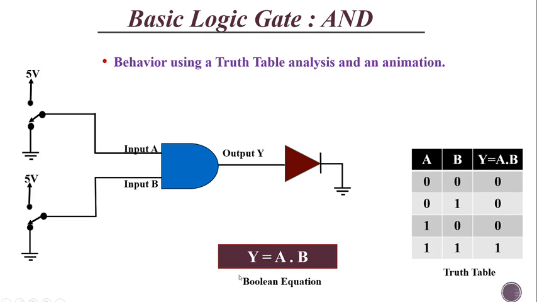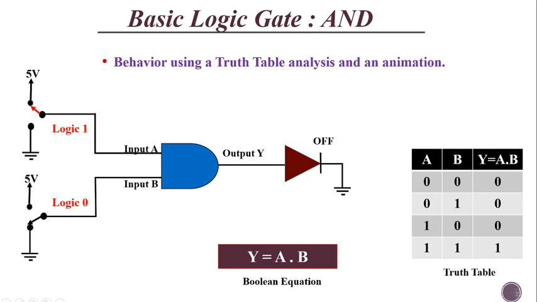Here the switches are connected to ground, that means logic 0. So we are applying logic 0 at inputs A and B, and the output of this gate is 0, and that's why this LED is off. So this represents that when inputs are 0 0, output will be 0. Now if A is 0 and B is 1, we connect input B to logic 1, and A is 0. Again the output is 0, so the LED remains off.